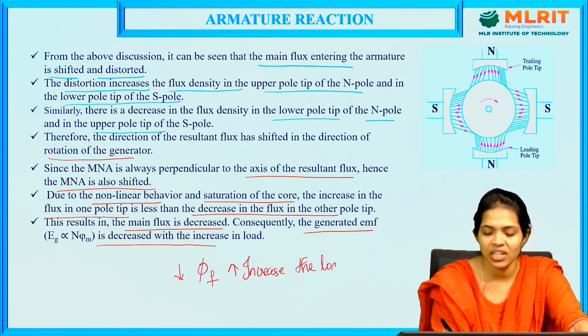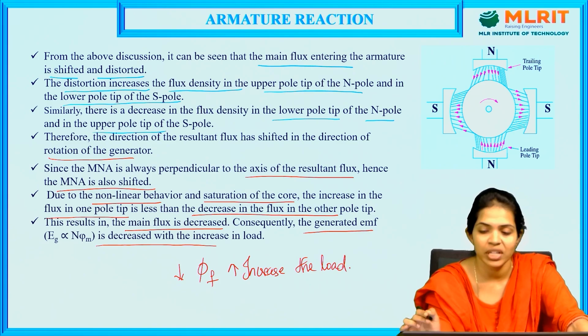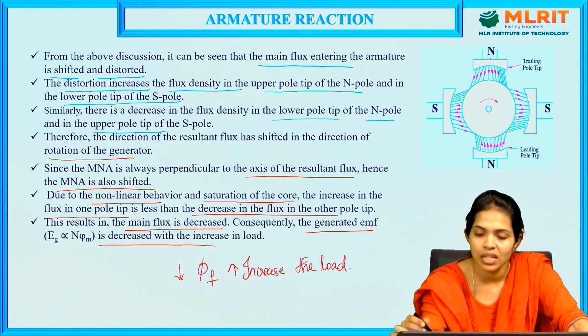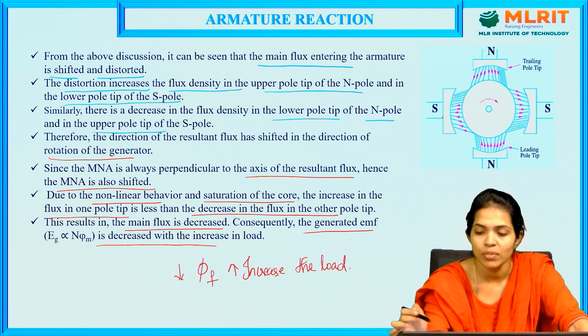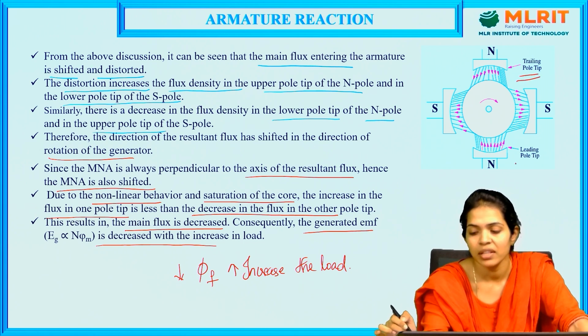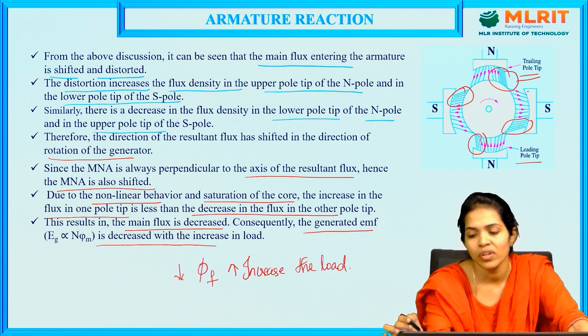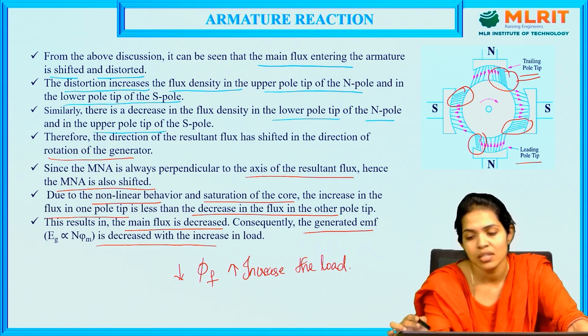So these are the three cases of the armature reaction. So we can see that these are the different poles in the system. We can see that this is a leading pole tip, a trailing pole tip, and a leading pole tip. So we can see the intensity of magnetic flux on either side on the different poles. So on the same pole, we find on one side, that is the trailing pole tip side, the intensity is high, and on the leading pole tip side, the intensity is low.